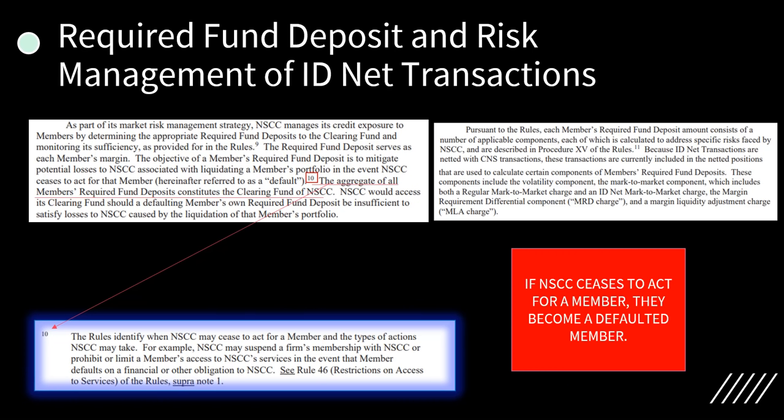Now, the required fund deposit and risk management of the ID net transactions. As part of its market risk management strategy, NSCC manages its credit exposure to members by determining the appropriate required fund deposit to the clearing fund and monitoring its sufficiency as provided for in the rules. The required fund deposit serves as each member's margin. So think about that. The required fund deposit serves as each member's margin, and they're taking away ID net transactions from being included in that calculation.